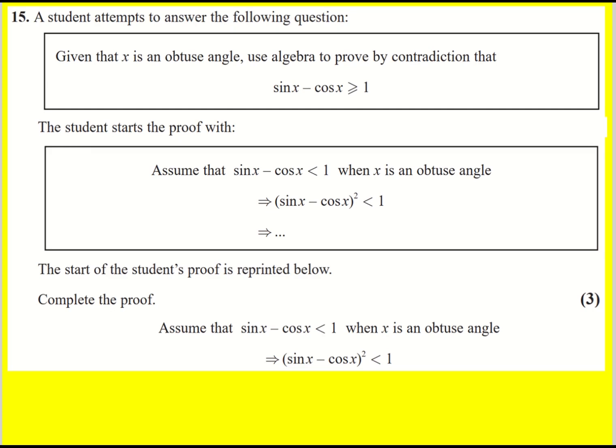A student attempts to answer the following question. Given that x is an obtuse angle, so that means it's between 90 and 180, use algebra to prove by contradiction that sine x minus cos x is guaranteed to be greater than or equal to 1.